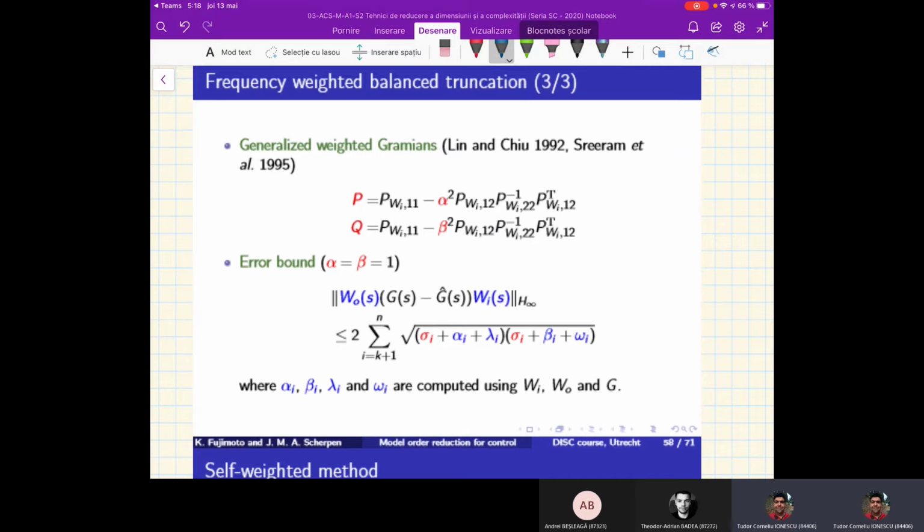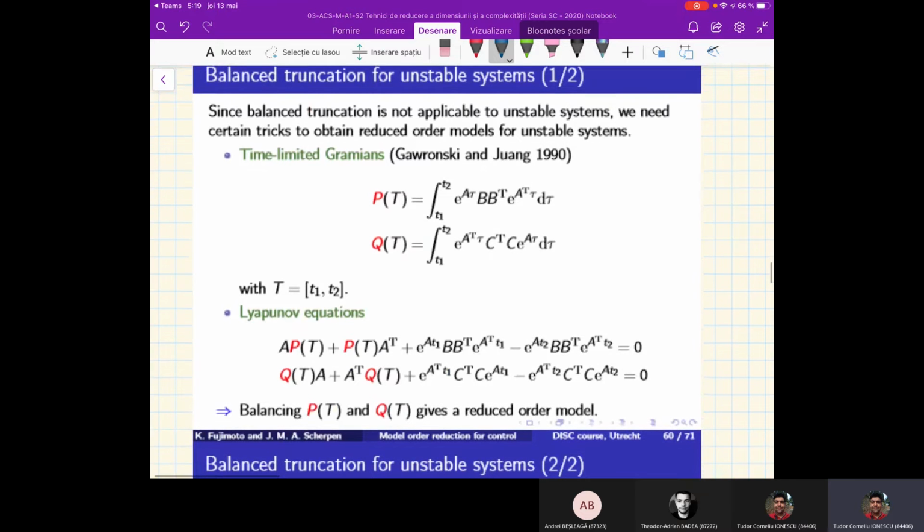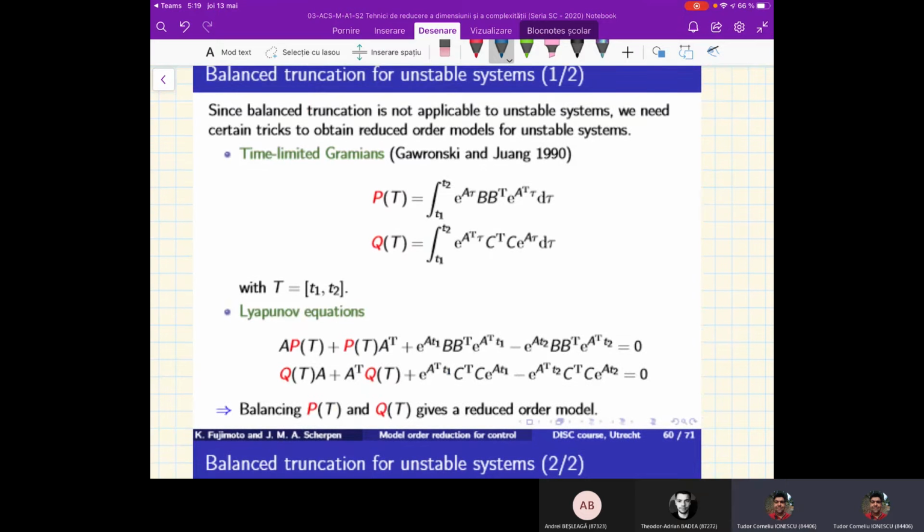And here it shows you how you perform the frequency weighted balanced truncation. I remind you that this is related to the closed loop balanced truncation based model order reduction. You also have a self-weighted method where you pick the input weighting to be the identity and the output weighting to be the inverse of the original system. You can also do balanced truncation for the unstable system, where you have time-limited Gramians.